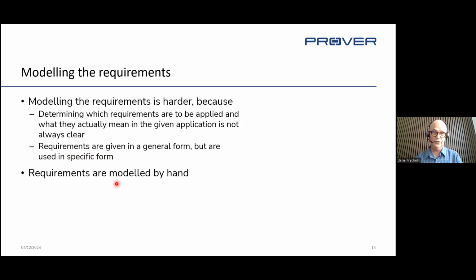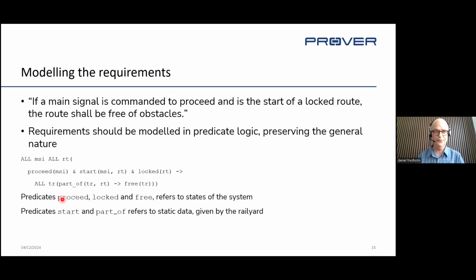And then, in contrast to the system, the requirements are modeled by hand, meaning that a human has to read these things and try to come up with a proper formulation of them.